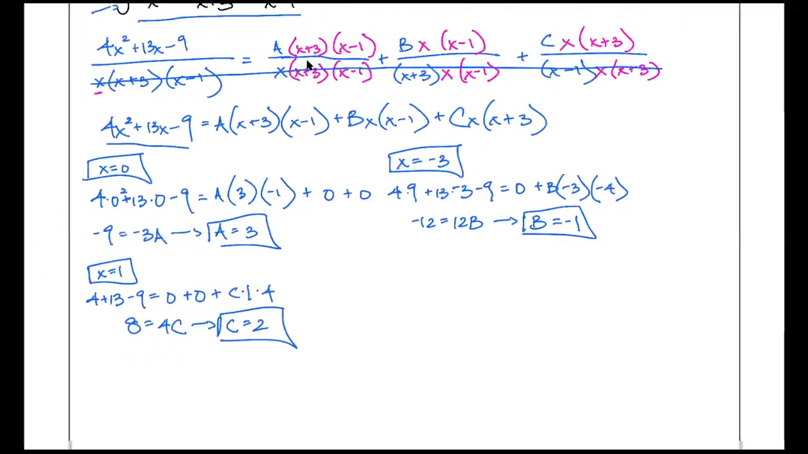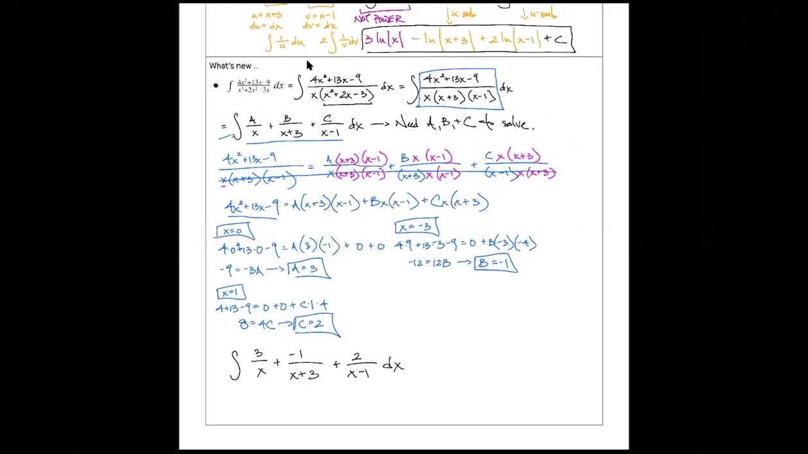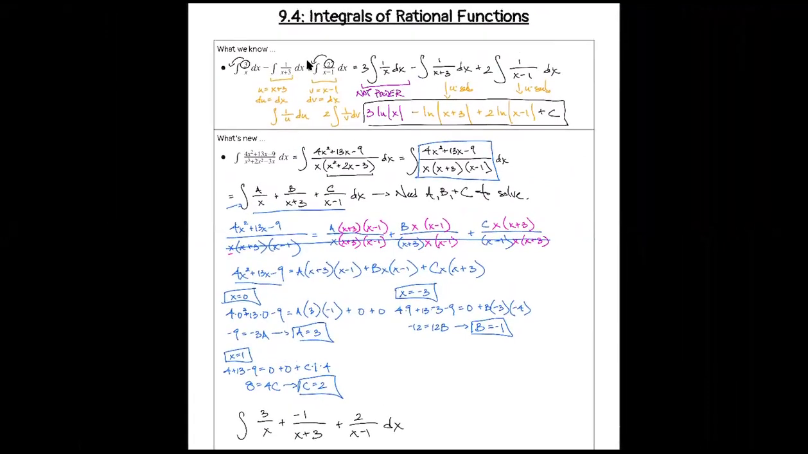okay? So we've got our 3 constants now. So we've got our A, our B, and our C. And when we fill them into our question, we're going to get the integral of 3 over x plus -1 over x plus 3 plus 2 over x minus 1 dx. And if we think back to our original problem, this is exactly our original problem, okay? And so we know how to solve that from here. So we're not going to solve it again.